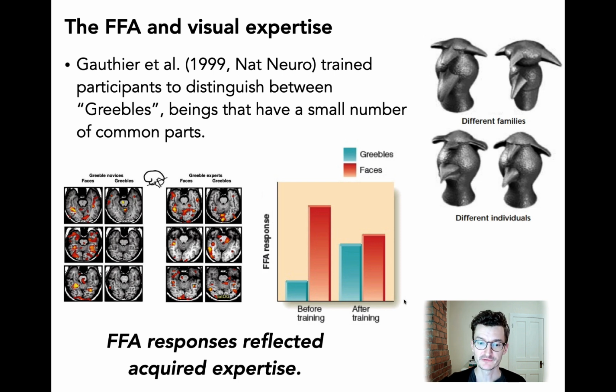So this is some evidence that this particular brain area, it's not that it's a face-specific brain area, but it seems to reflect acquired visual expertise. So it seems to reflect our ability to have expertise in visual recognition.